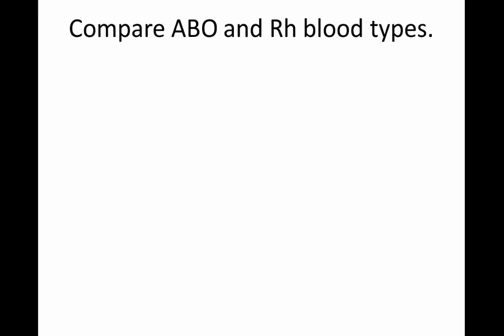Blood types are a very important concept within the health field. There are two major types of blood types that we're going to take a look at and compare now: the ABO blood type system and the Rh factor blood type system.